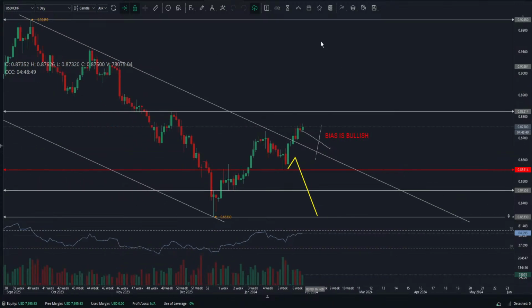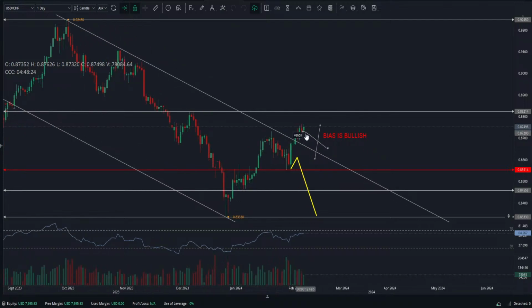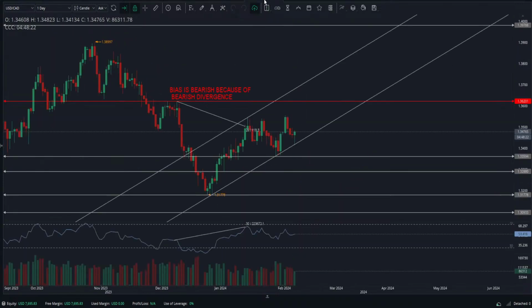USD CHF, although there is an up move here, the price is making higher highs and higher lows, but I am expecting a downtrend only below 0.8821. If the price starts trading above 0.8821, then maybe I will start looking for buying opportunities. But till the time the price is trading below 0.8821, I'm not looking for the buying opportunity in the USD CHF. So I am against this trade of buying the USD CHF at current levels.